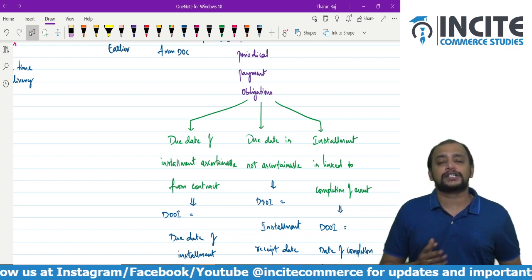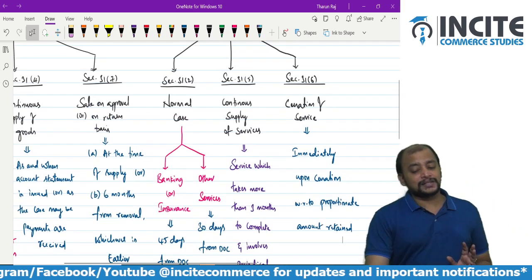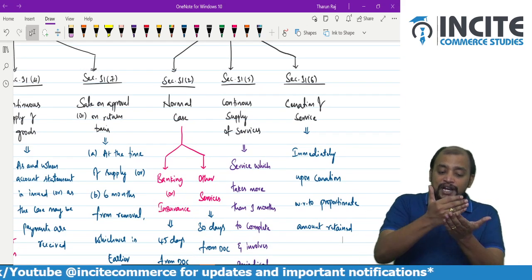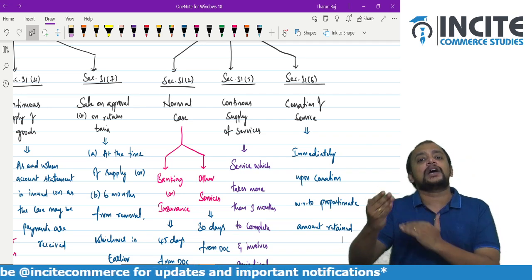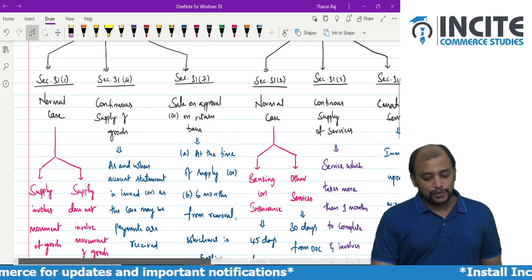This is in case of continuous supply of services. Then, in case of section 31, subsection 6, cessation of service. Cessation means abruptly stopping the service. If any amount is retained for that amount, immediately upon cessation, the invoice needs to be issued. So this will be taken as the due date of invoice.